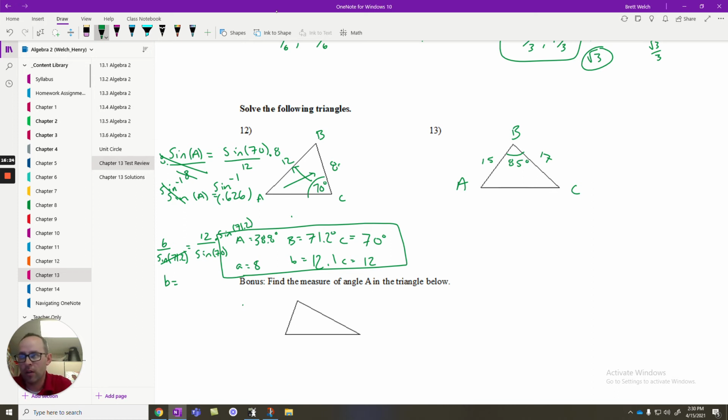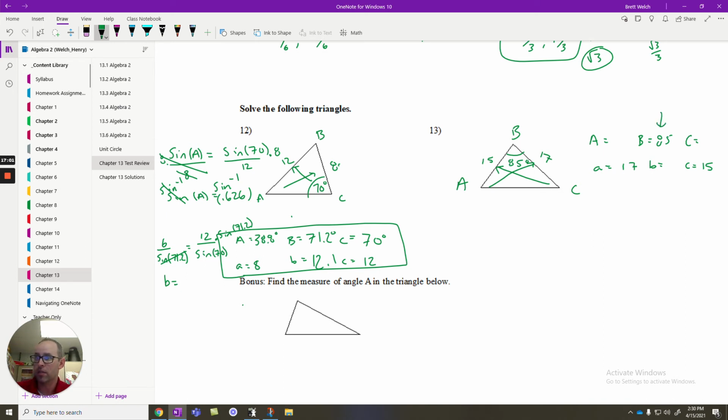So when we go to build our information, we've got capital A is unknown, capital B is 85, and capital C is unknown. Little a is 17, little b is unknown, and little c is 15. Remember, they're directly across from the angles. That's how I know that little c is 15 and little a is 17. Because I don't have both a's, both b's, or both c's, I can't use law of sines. I'm stuck using law of cosines, which is fine, but remember, you want to always find the one that you're working on the angle for.